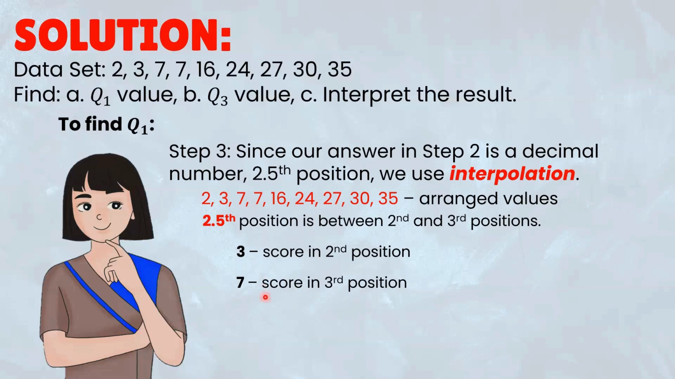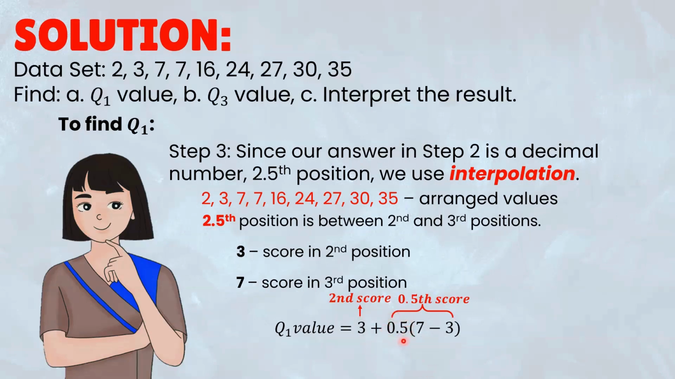So to find the quartile 1 value, we have here 3 plus 0.5 times the quantity 7 minus 3. Okay, so 3 here corresponds to our second score, and the 0.5 times the quantity 7 minus 3 corresponds to our 0.5 score. If we add the second score and the 0.5 score, that will give us the 2.5 score, which corresponds to the 2.5 position.